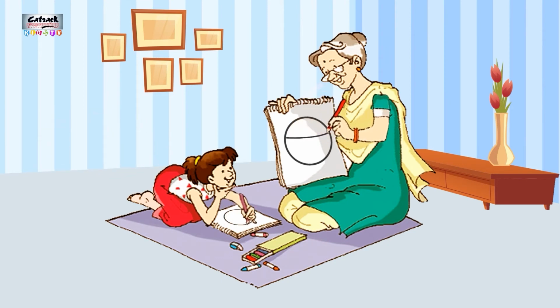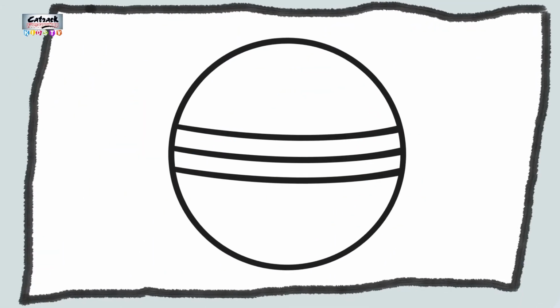One day, Mohini was sitting with her grandmother. Grandmother drew a circle. Can you draw a circle, Mohini? Yes, I can. Soon Mohini drew a circle. Now I'll draw a ball. Grandmother drew 3 lines on the circle. Mohini drew 3 lines on her circle. It really looked like a ball.